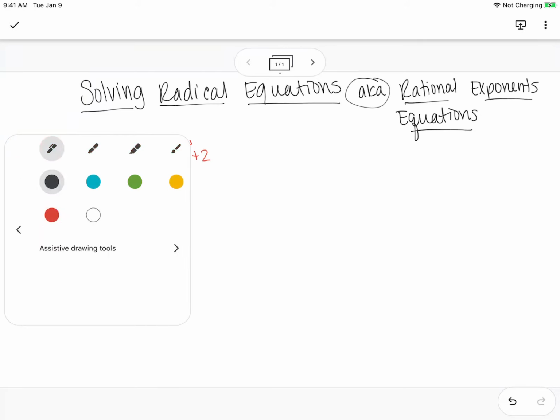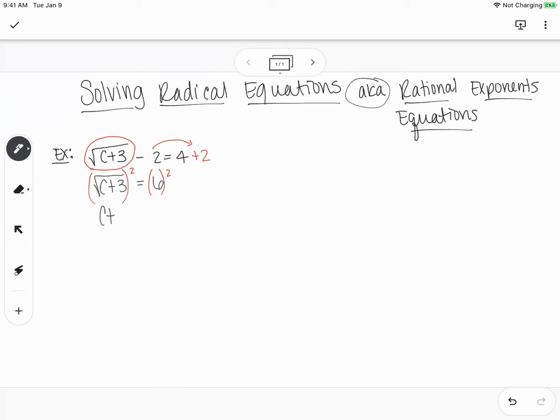All right, so what I end up with is c plus 3, because the square and the square root cancel, equals 36. And now I'm ready to solve this by moving my 3. By subtracting it, I get 33.